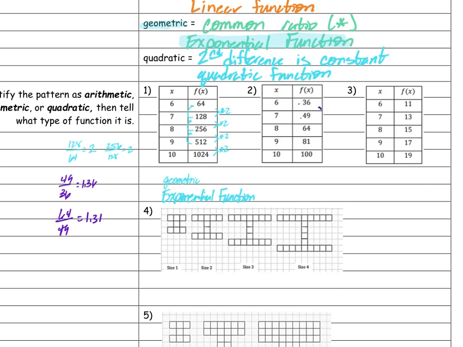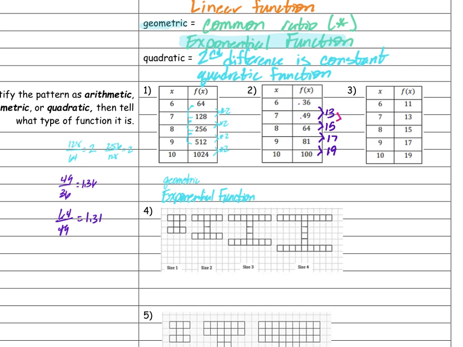So what's the difference between 36 and 49? Didn't I say it was 13? I think I subtracted in my brain. Good. 49 and 64: 14 and 1 is 15. 64 and 81: 17. And then 19. Okay, so there's my differences there. That's my first difference. And then I want to find my second difference.